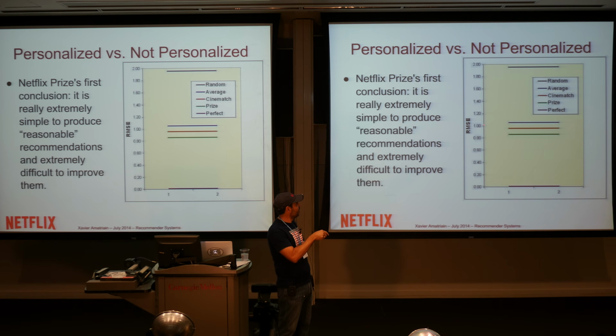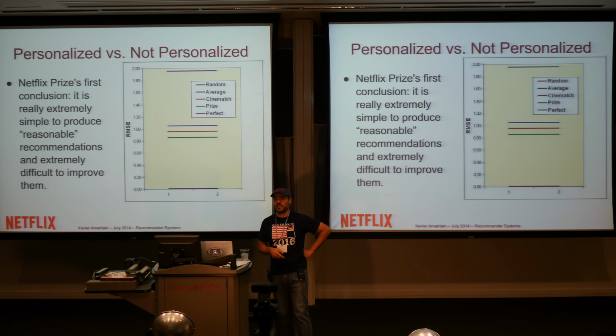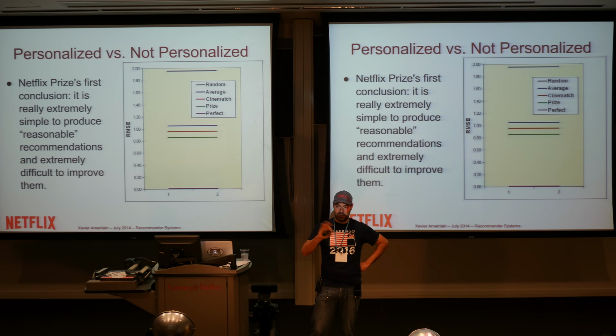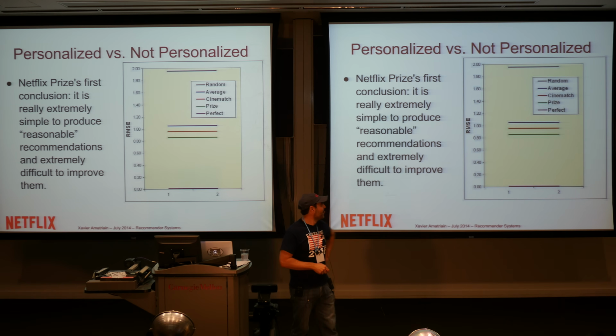So that's roughly, I think, it's not even 1.1, it's 1.05, right? So this is the root mean square error. Basically, you're going to be making an error which is slightly over 1 star out of the 5 stars. So if I predict a 4 for you, it might be a 3, or it might be a 5, but not more. And this is the Cinematch.